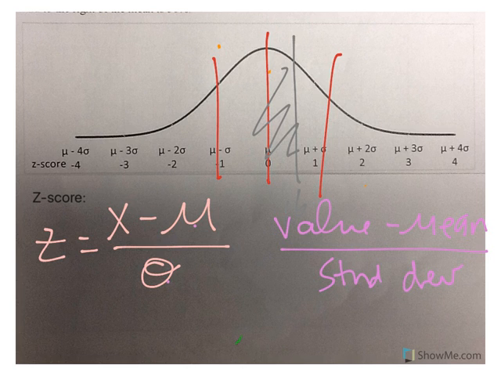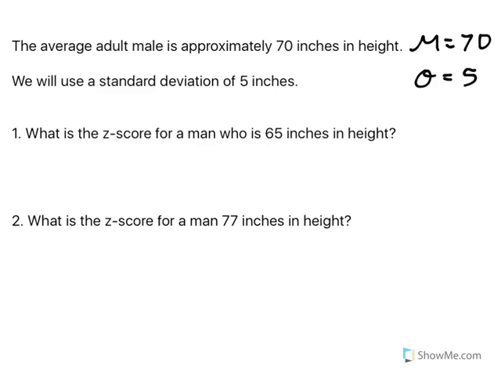So let's do some examples because this formula will probably make more sense if we actually do some math with it. So the average adult male is approximately 70 inches in height, and we're going to use a standard deviation of 5 inches. So we can see that we have a mean of 70, standard deviation of 5. And those are the symbols. Like a cursive M stands for mu, which is the average or the mean. And the little curly Q is sigma, which is standard deviation.